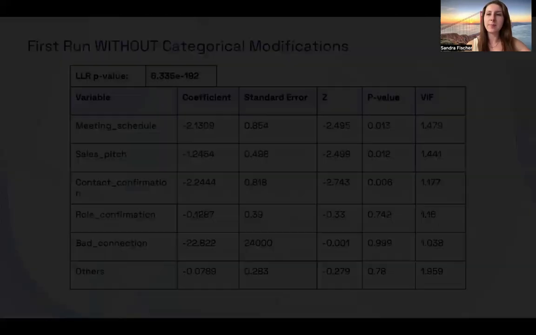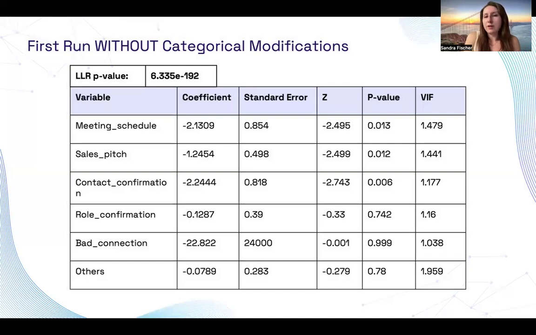Next slide, please. So let's start with our first run. It was without the categorical modifications. In our initial run, we noticed that several variables had significant negative coefficients, and this finding indicates that when these categories are used, the machine is less likely to correctly identify an inquiry. So those categories would probably need to be a little bit more well-defined and are confusing right now for the machine, which leads to misclassification.